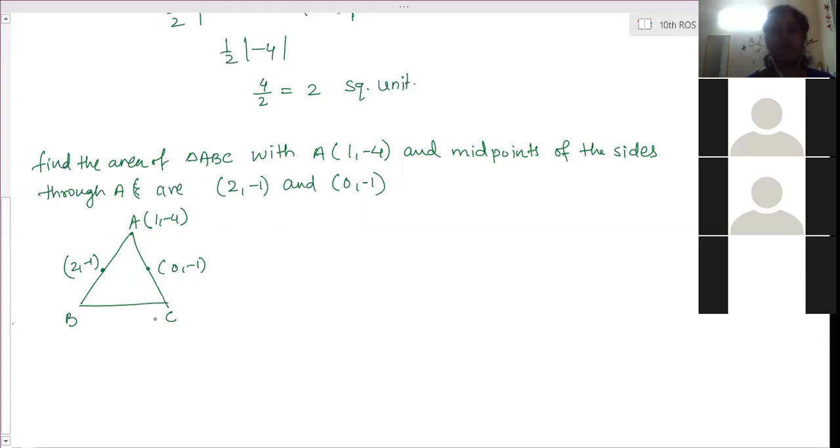So you have to use the midpoint formula. B's coordinates you have to calculate. Suppose it is (x2, y2) and C is (x3, y3). We have to use the midpoint formula. So how to find this? X2, y2, can you find out and tell me?